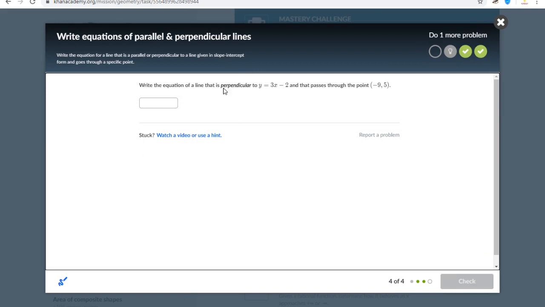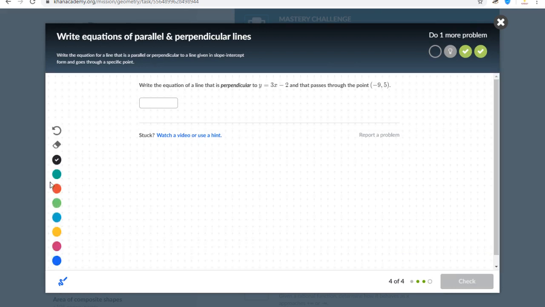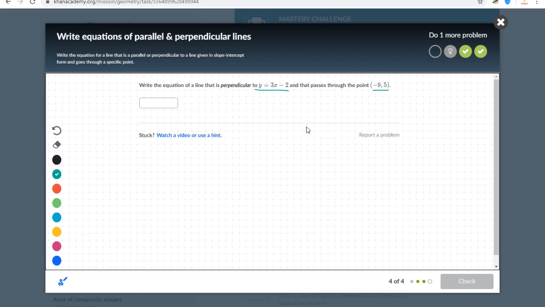Alright, write an equation of a line that is perpendicular to y equals 3x minus 2 and passes through the point negative 9, 5. Alright, so for this one, our slopes for perpendicular lines have to be opposite reciprocals. So it's got to be the opposite sign, so negative, right? And then 1 over 3. Because you think 3 over 1, if you were to flip that, it would be 1 over 3.